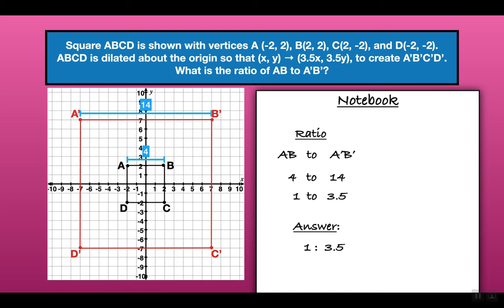And also realize that I could have skipped that entire explanation and everything I just showed on the screen by just looking at the rule. I could have just looked at the rule and written, if that's all they're doing to the pre-image, a dilation of a factor of 3.5 to the x and the y coordinates, then I could just get my answer from there. The ratio is going to be 1 to 3.5. So make sure you realize that in case you see that on your final exam.